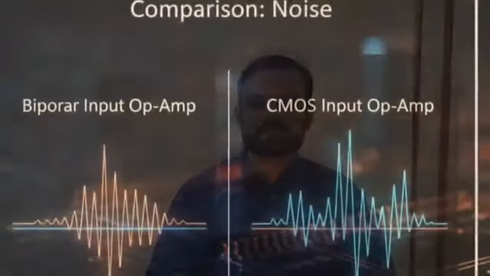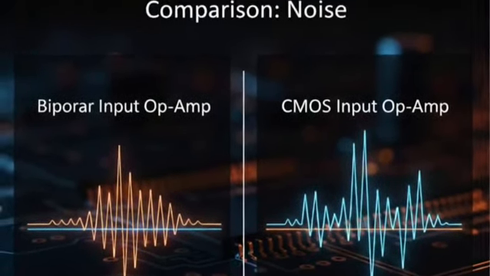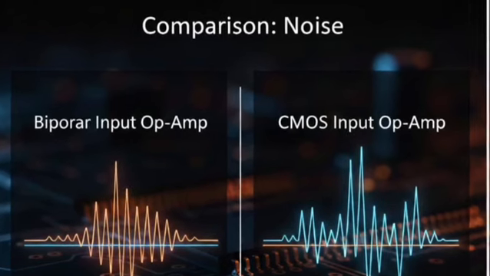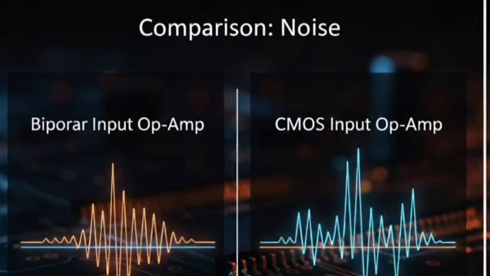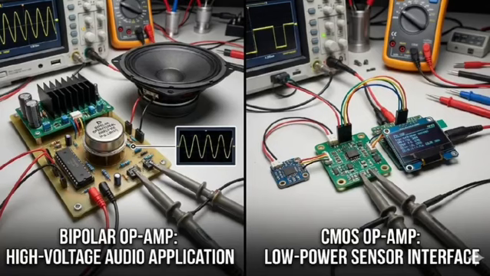When it comes to noise, low voltage noise En in bipolar, whereas in CMOS operational amplifier it is higher, with 1/f noise, that is one divided by frequency noise. When it comes to application, bipolar amplifiers are used in low noise audio and precision instruments, whereas CMOS operational amplifiers are used in high impedance sensors, like pH probe buffers.